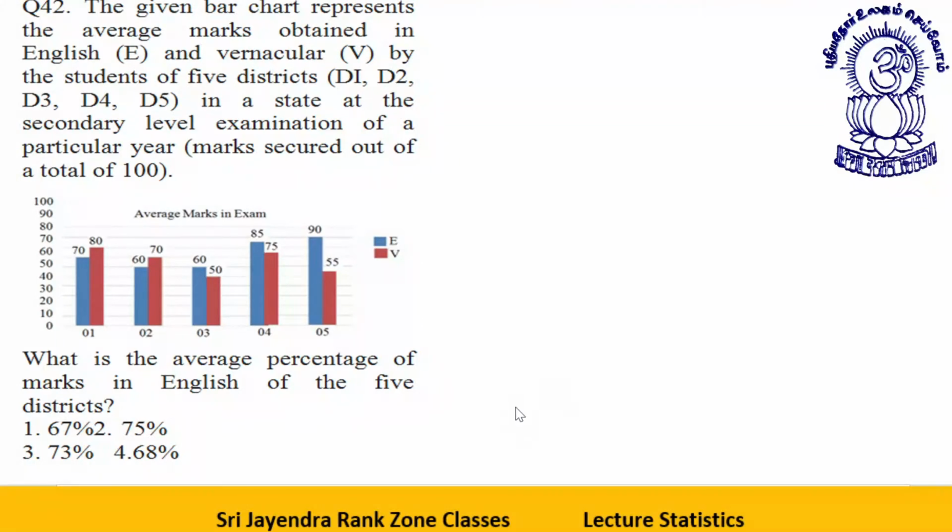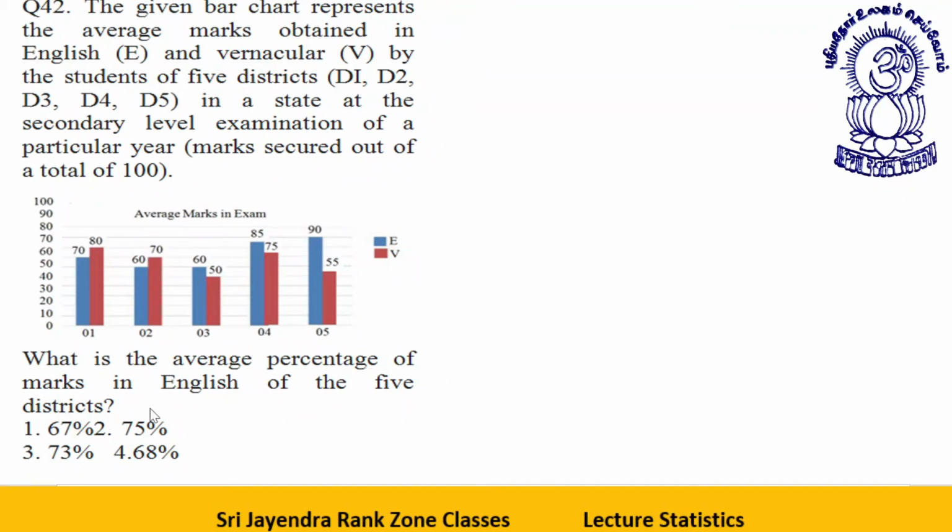Now, the next question we have is: the given bar chart represents the average marks obtained in English and vernacular by the students of 5 districts, D1, D2, D3, D4, D5, in a state at the secondary level examination of a particular year. Marks secured out of a total of 100. Okay, total 100 marks. Out of these, the secured marks are like this.